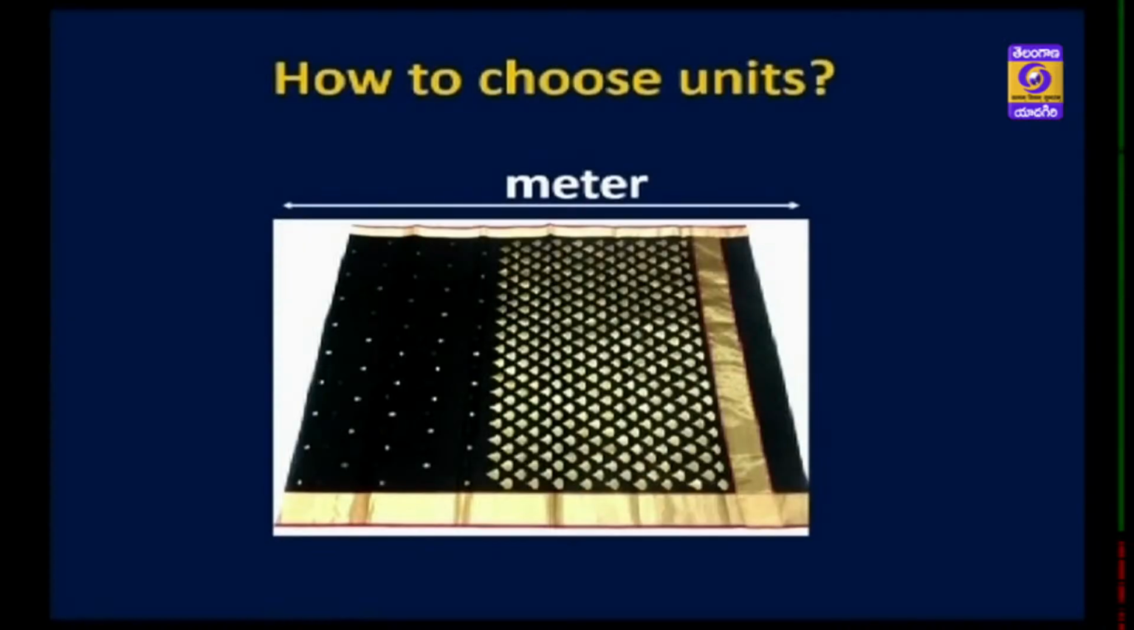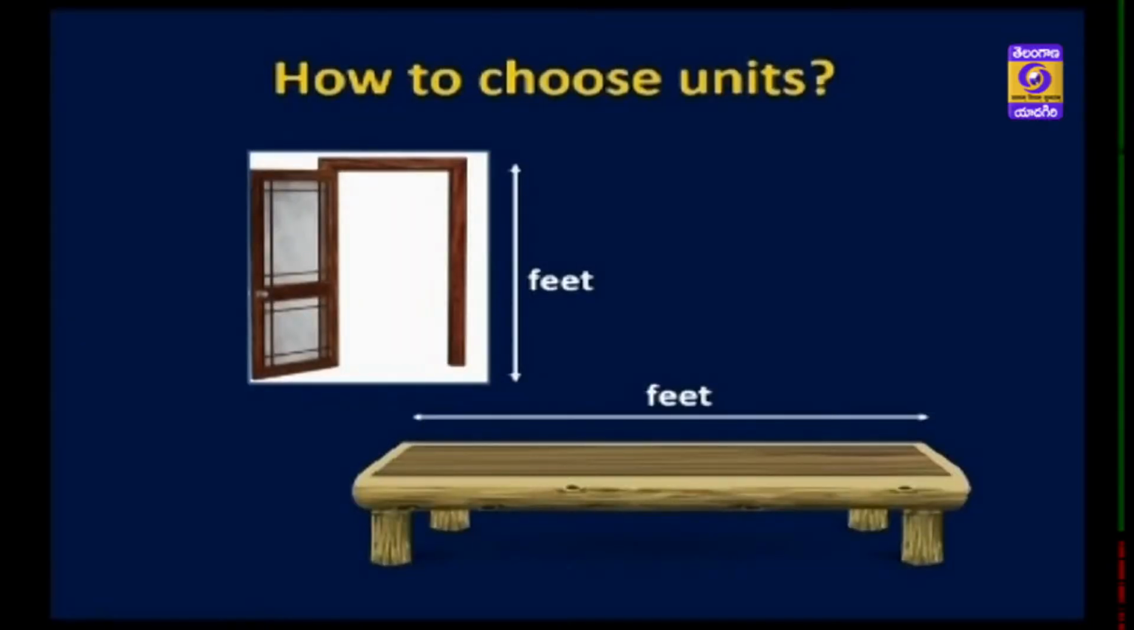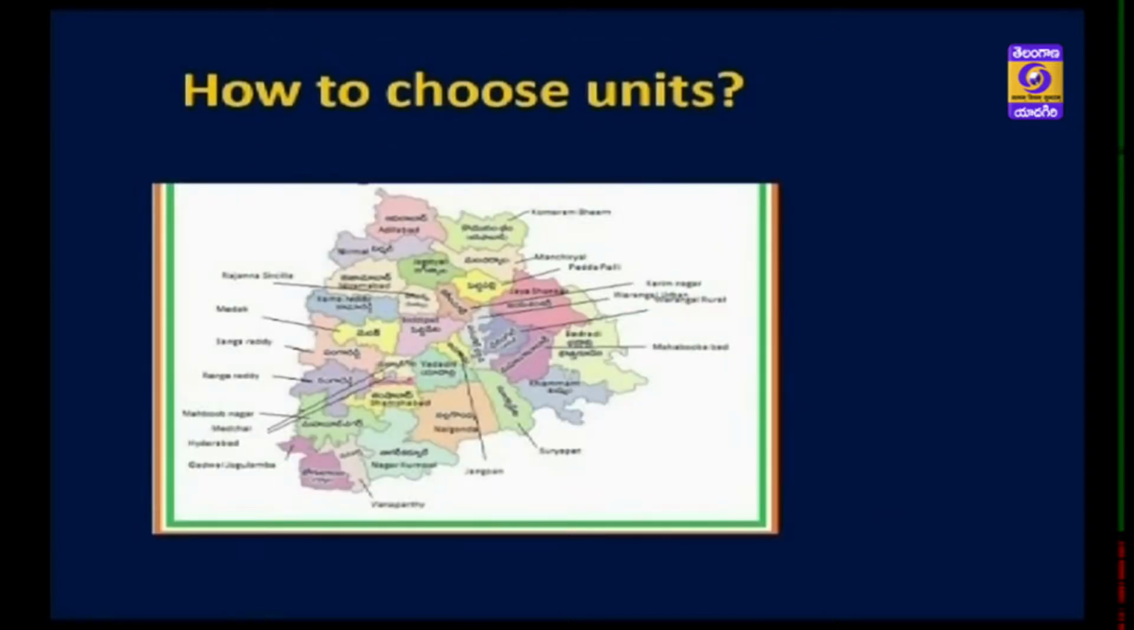If we are using a little bigger objects, we can use the unit meter. A sari will be about 6 meters in length and nearly 1 meter wide. Some other units, if we are looking at door or a table or a cot, we express the lengths of these objects in feet. Children, what about the distances between two cities or villages?